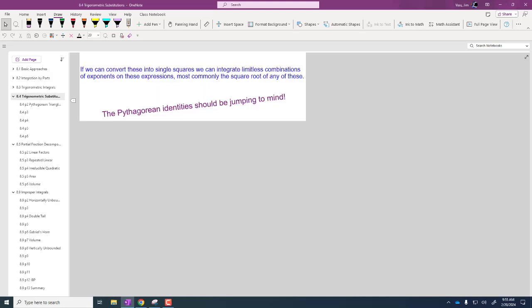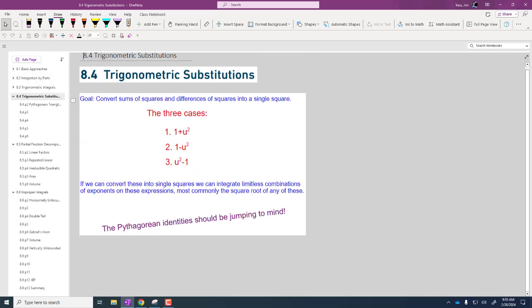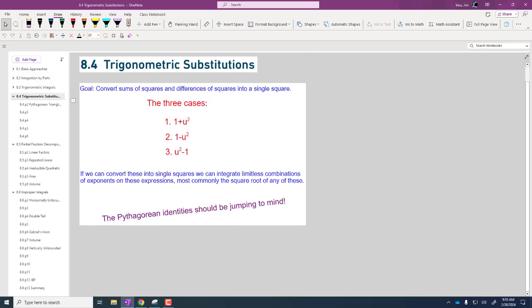So trigonometric substitution, we are going to do it in a slightly modified way to what the book does, for a good reason. It will require less memorization. Less memorization is usually a good thing.